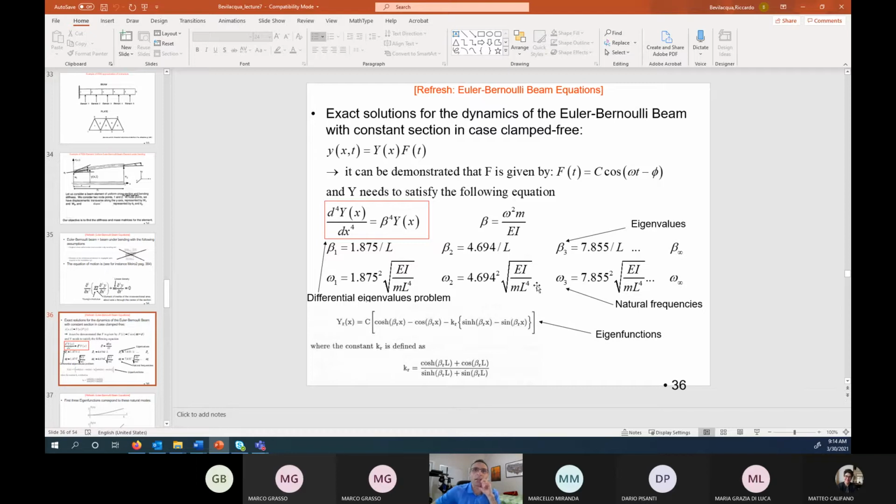And we do know, again, this is known theory that goes beyond our scope here, that beta is basically given by this expression, omega squared m over EI, and we in principle have infinite values of betas as we have infinite values of omegas for the system. And here we're showing the first three for the beam in particular.